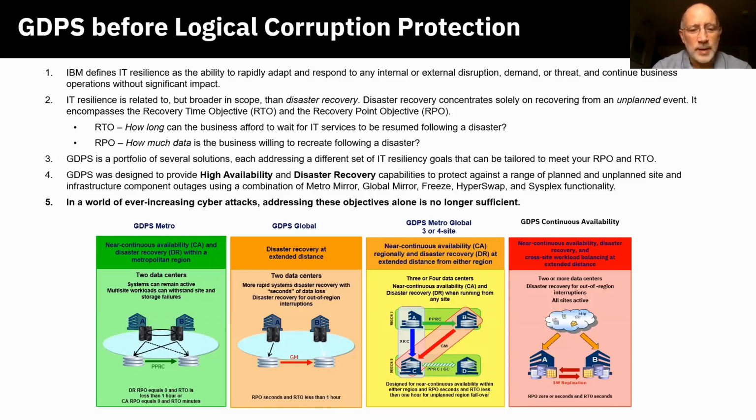If you look at the solutions we had, the Metro solution was just the two-site HA-based solution. Then that went to GDPS Global for disaster recovery, and then a combination of the two gave you GDPS Metro Global, 3 and 4 site, which is where a lot of our clients sit today, in that third column, if you like. Then extending that further with software replication and workload switching, we have the GDPS continuous availability solution. So there is a portfolio of products that sit there today protecting data.